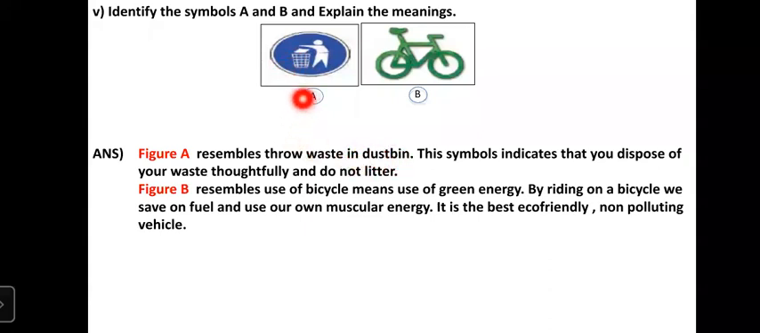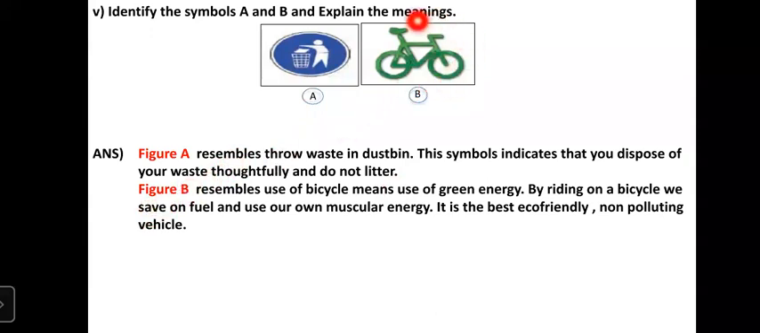Because of this symbol, we can understand that we have to dispose of our waste products, garbage, or waste material thoughtfully and not litter. Do not litter means we don't have to throw it in our surroundings. We don't have to throw it anywhere. Instead, all the waste material, all the garbage, wrappers, papers, or any waste product has to be thrown in a dustbin. Okay, figure B.